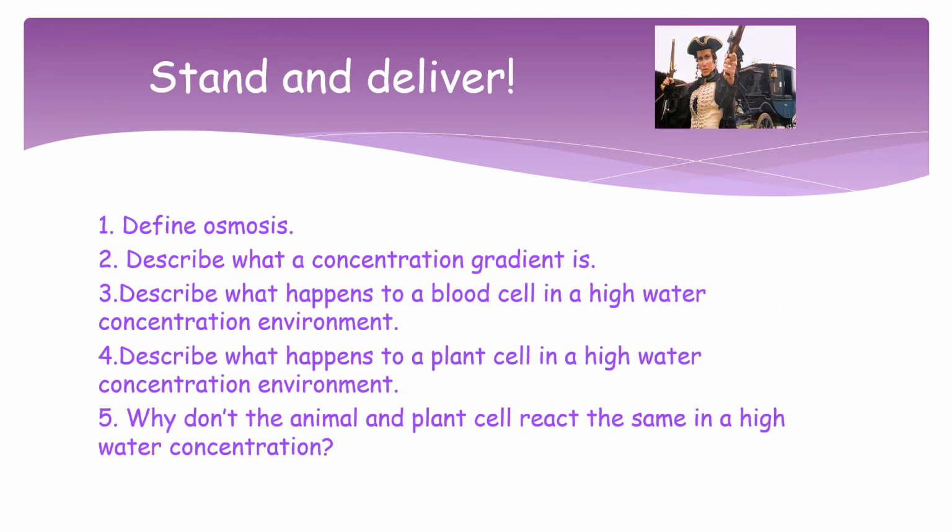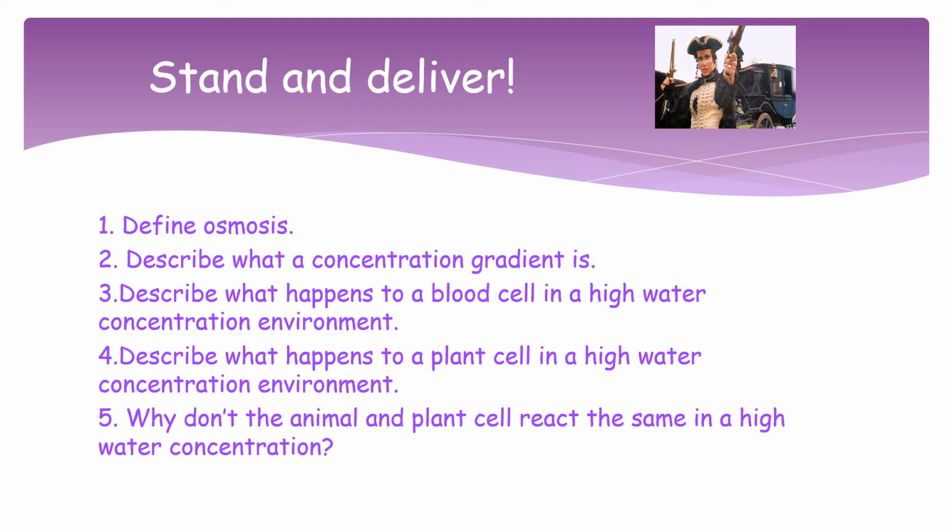So you should now be able to define what osmosis is, describe what a concentration gradient is, describe what happens to a blood cell in a high water concentration environment, describe what happens to a plant cell in a high water concentration environment, and explain why the animal and plant cells don't react the same in a high water concentration. So what you can do is pause the video and answer the questions, and then I will give you the answers. So I'm going to wait and give you the answers now.